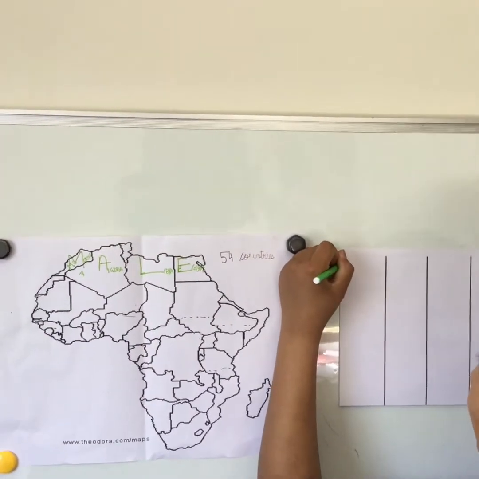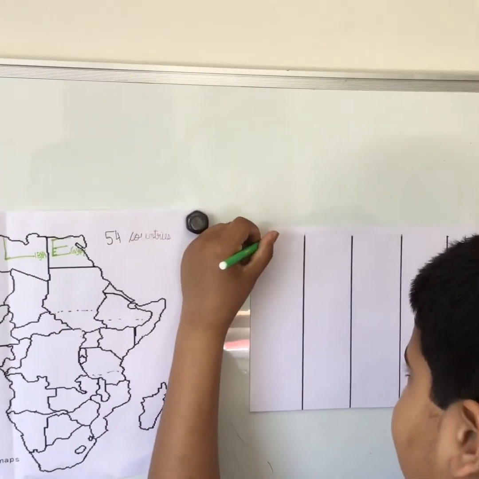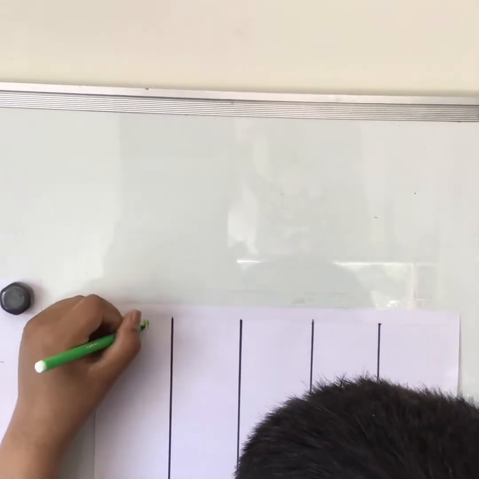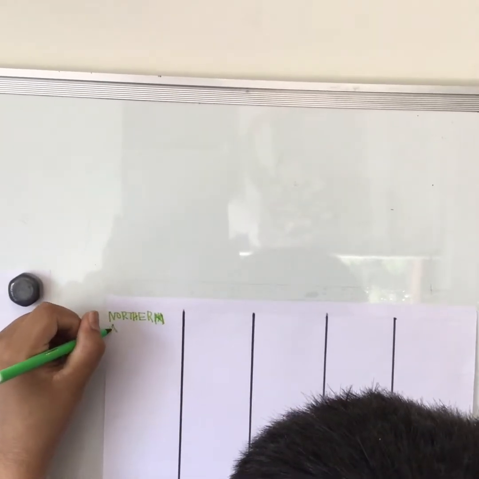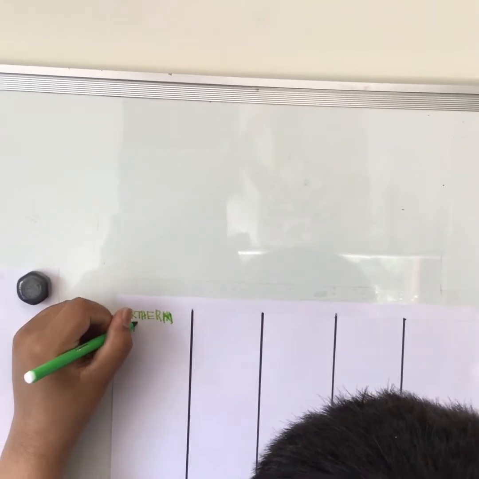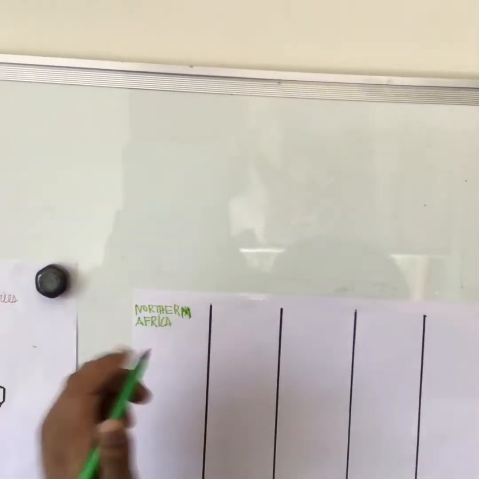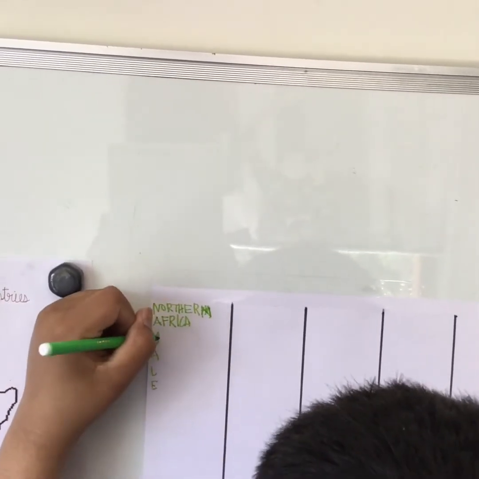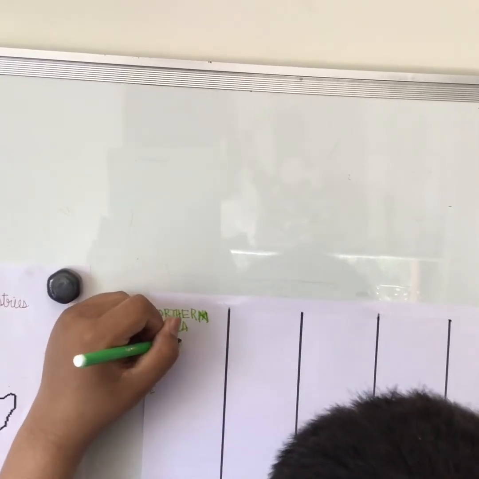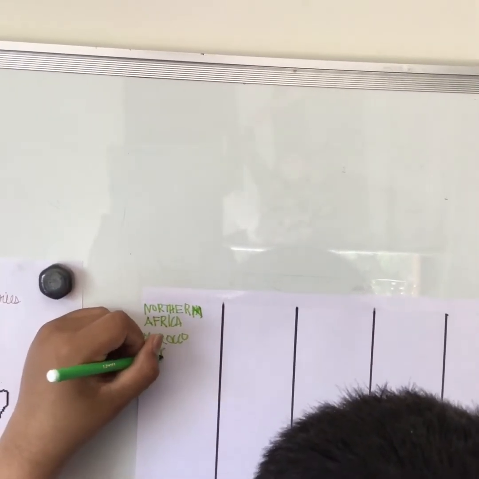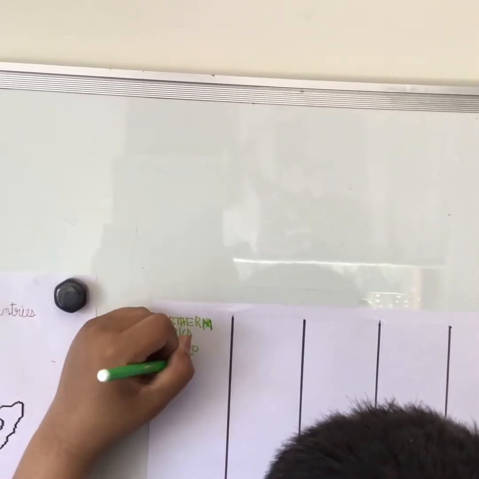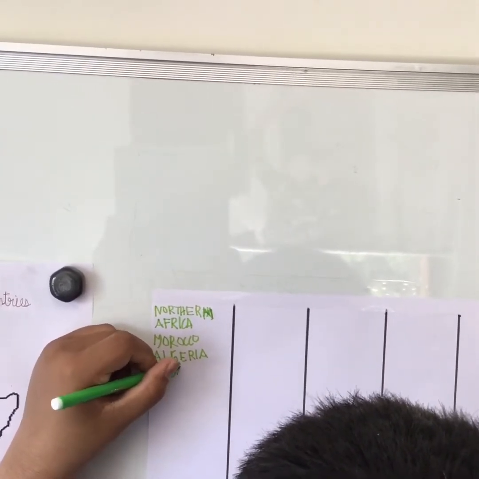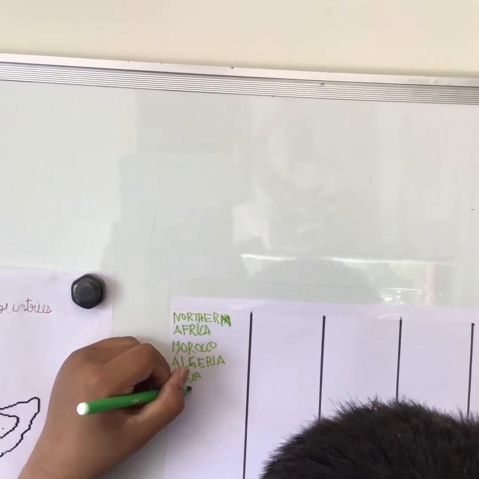So, in the northern Africa, there are 8 countries, out of which 4 can be learnt by the word male. Male, M for Morocco, A for Algeria, L for Libya, and E for Egypt.